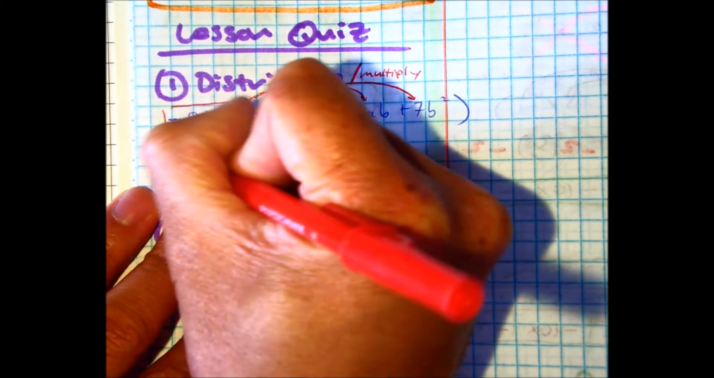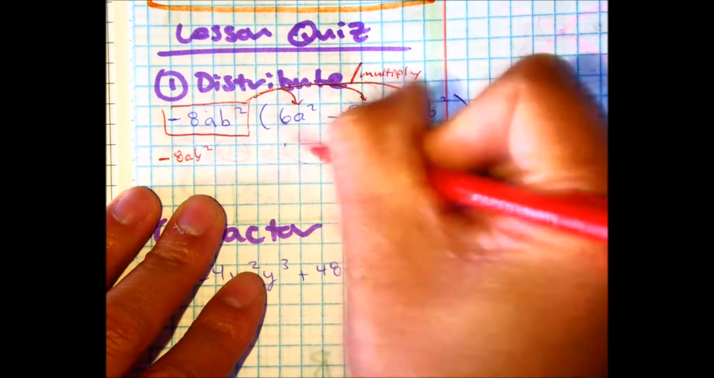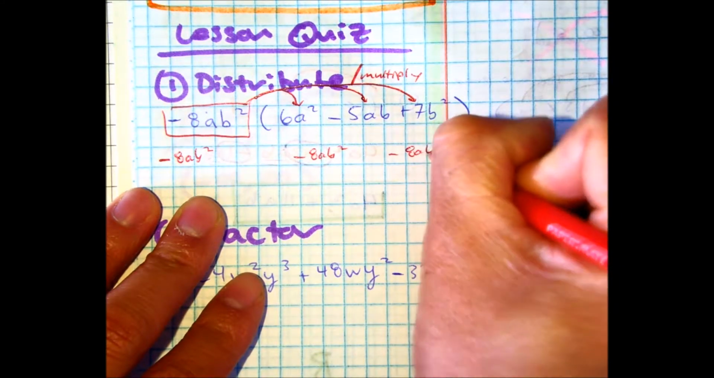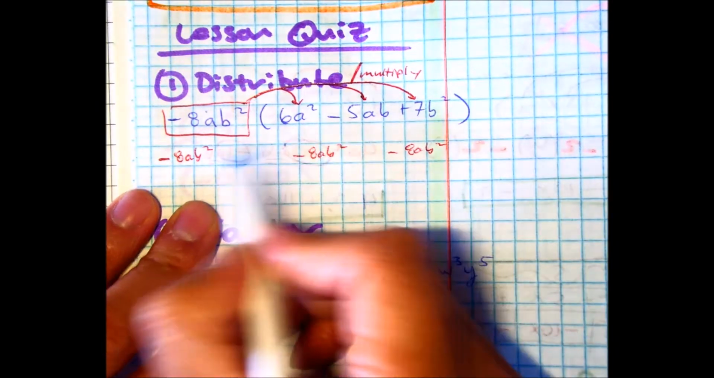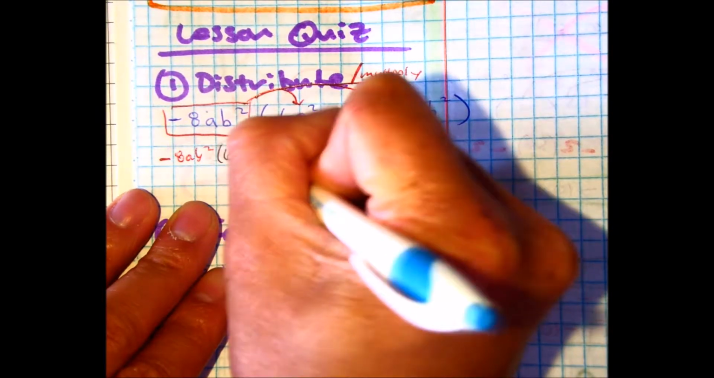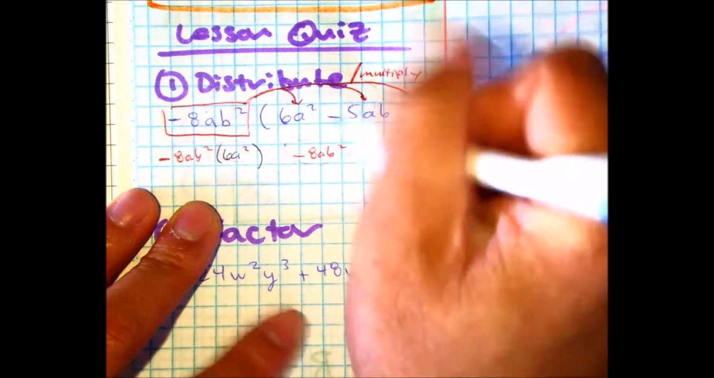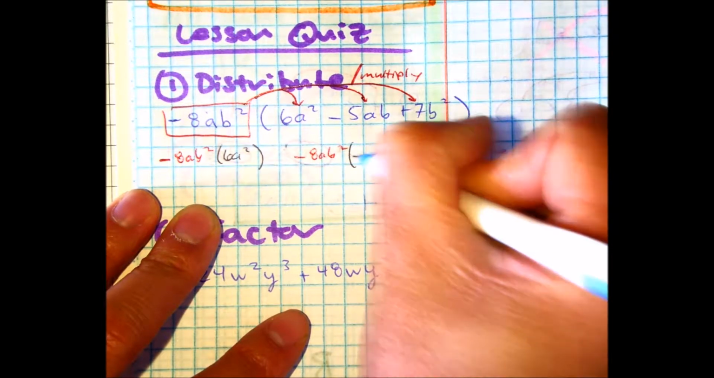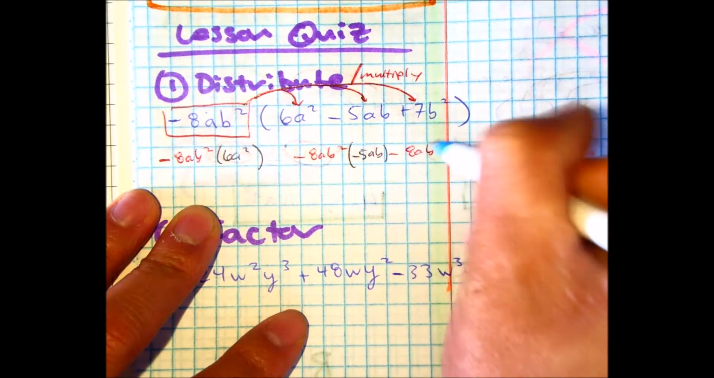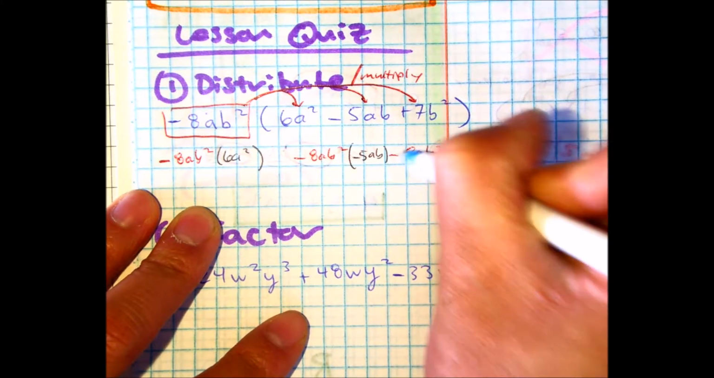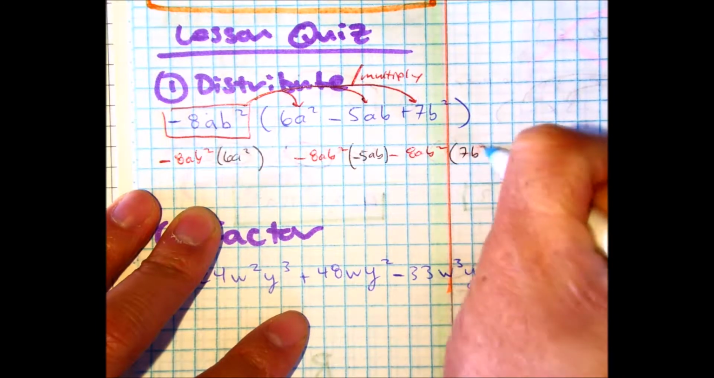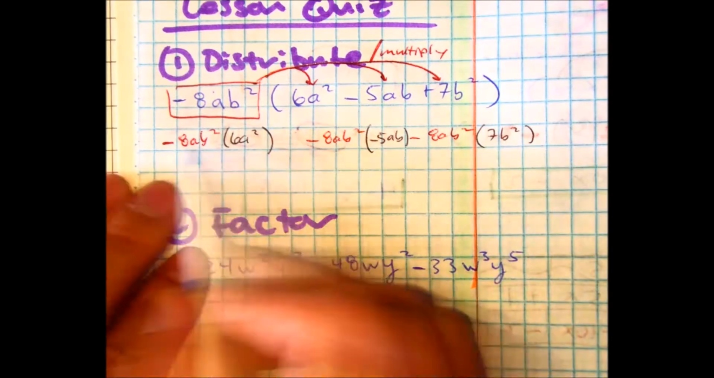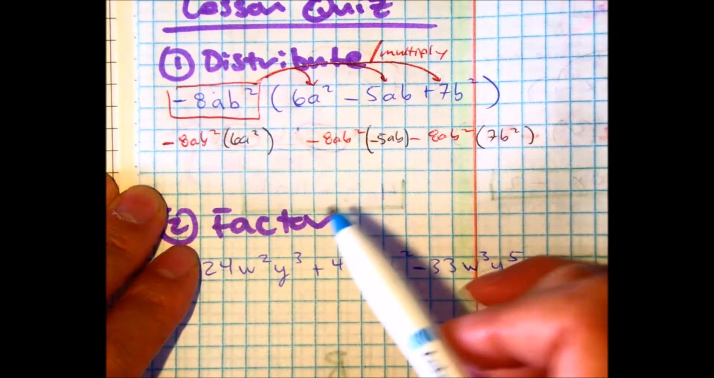So you have negative 8ab squared, negative 8ab squared, negative 8ab squared. And then you have these here, 6a squared, negative 5ab, and 7b squared, each multiplied by negative 8ab squared. Now you don't have to do that step, but it's trying to visually show you what distributing is, right?